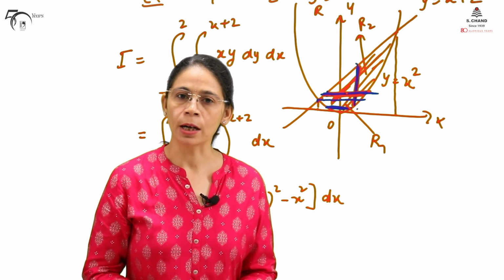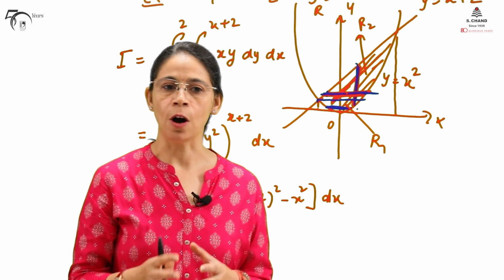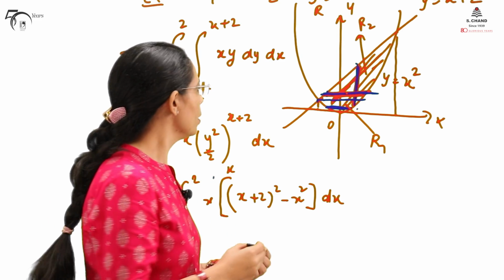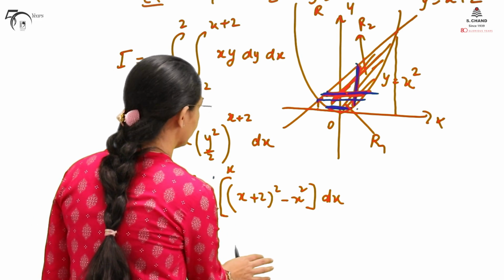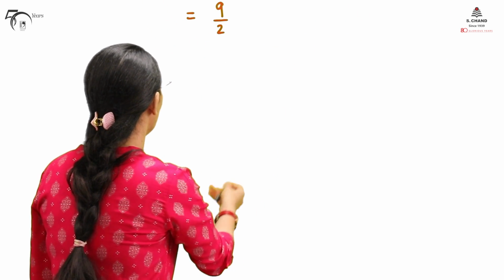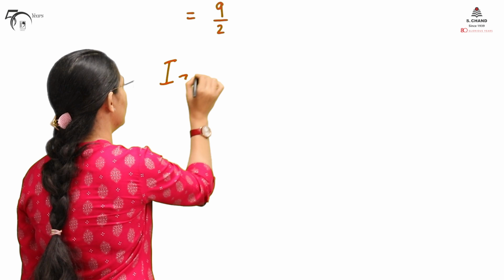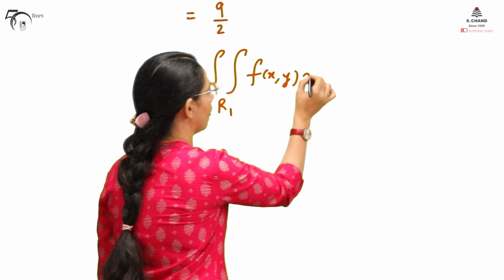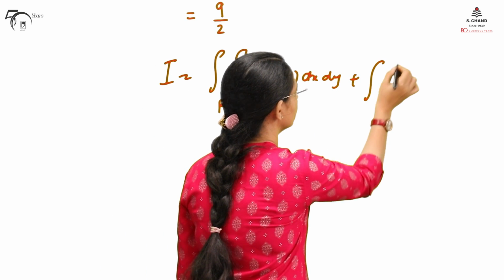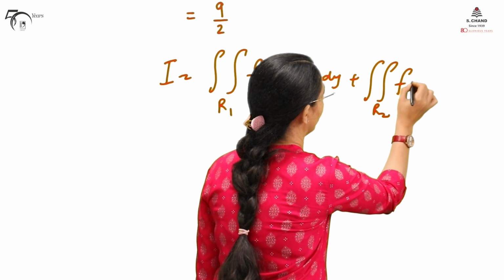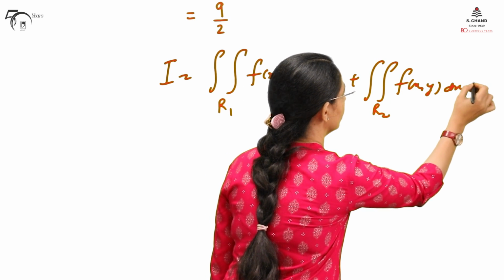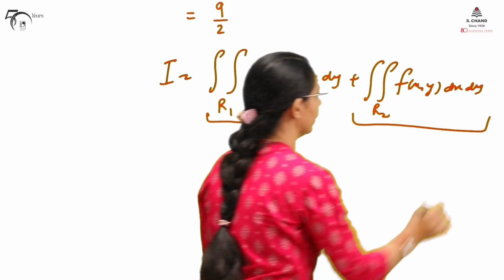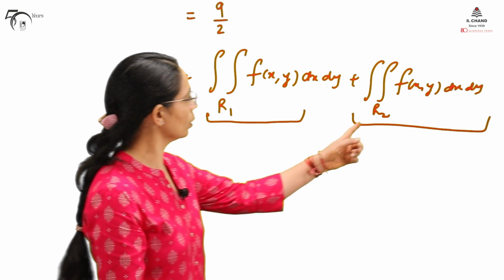that whenever R is formed as a union of non-overlapping regions R1 and R2, then the integration needs to be written as a sum of those two parts. So for this one, the integration will be written as integral over R1 f(x,y) dx dy plus integral over R2 f(x,y) dx dy. So first we will find out the limits of variables for R1, and then we will find out the limits for R2.